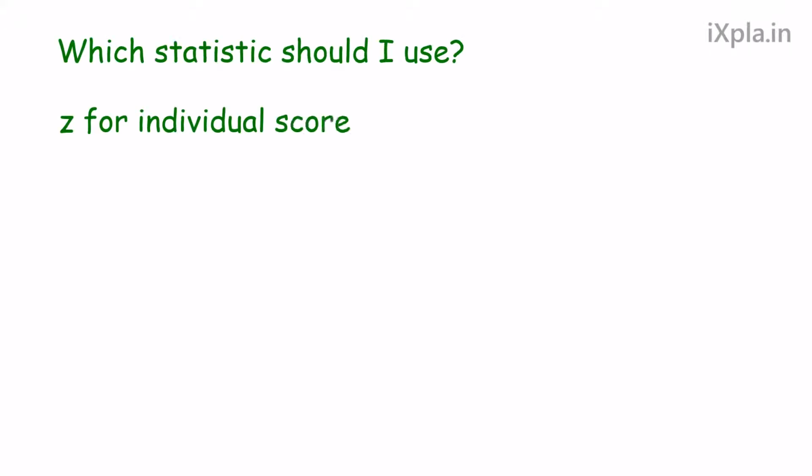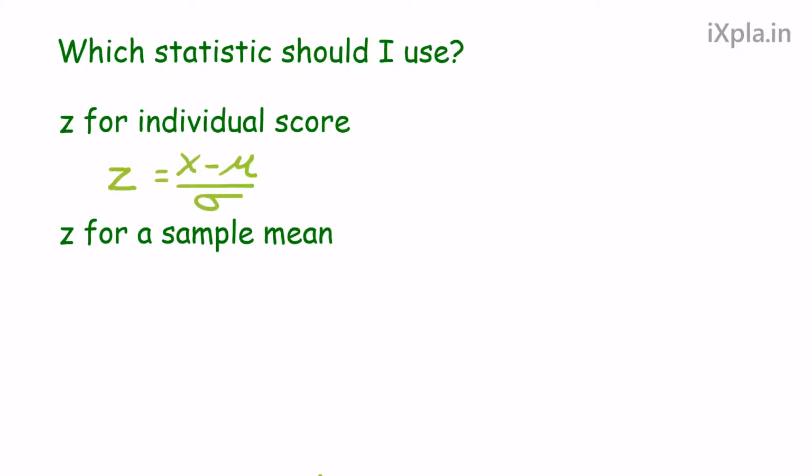In this video, we are going to talk about which statistic to use. At this point, you know two statistics, the z for the individual score, which uses this equation, and the z for the sample mean, which uses this equation. Now, choosing between these two doesn't have to be difficult.